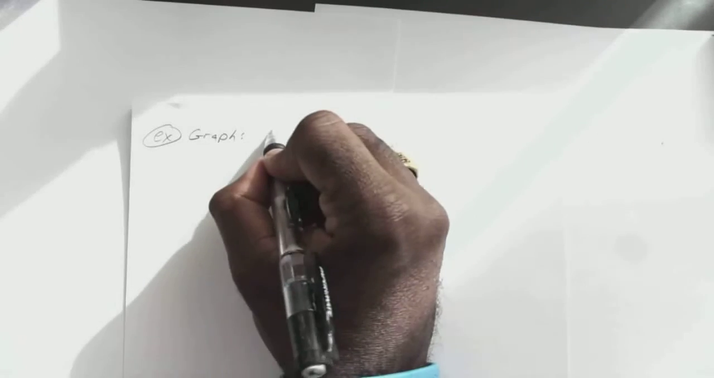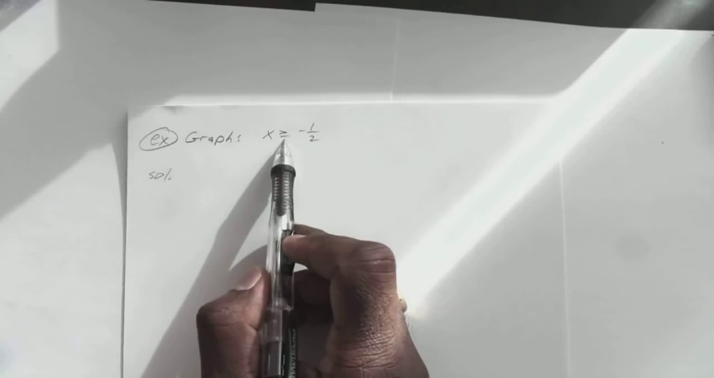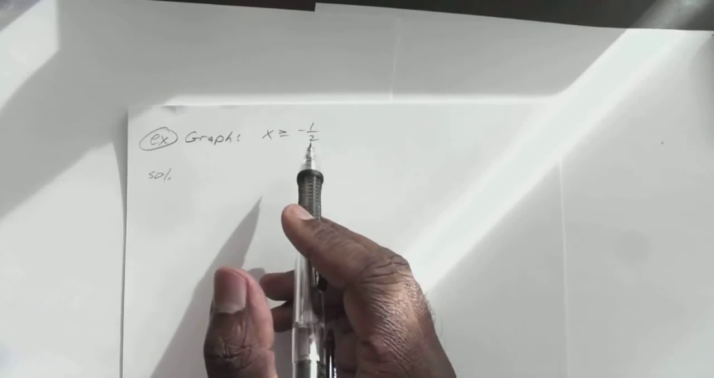Okay, so let's say if we wanted to graph x is greater than or equal to negative 1/2. Okay, so we already know that greater than or equal to means we're going to have a bracket.